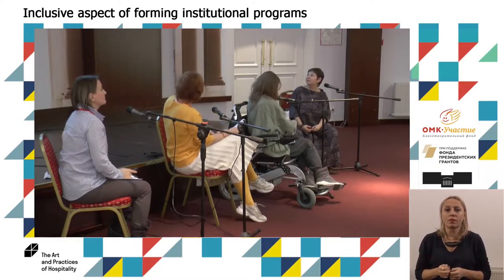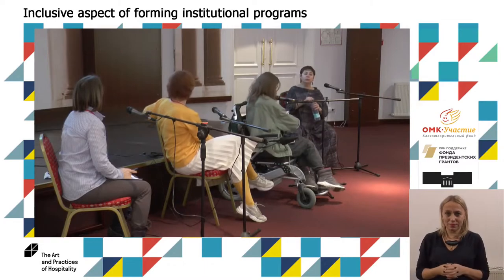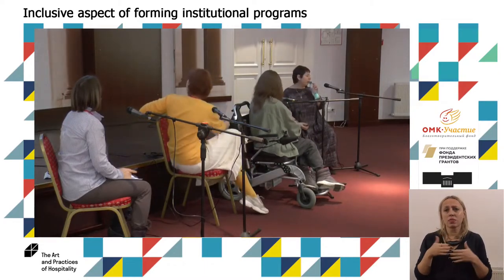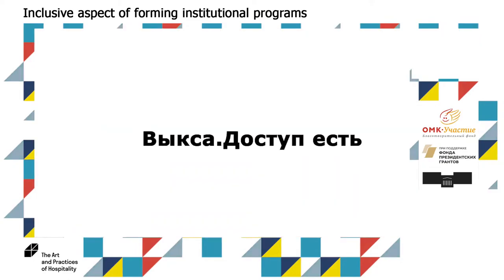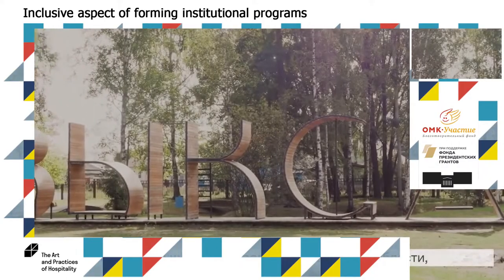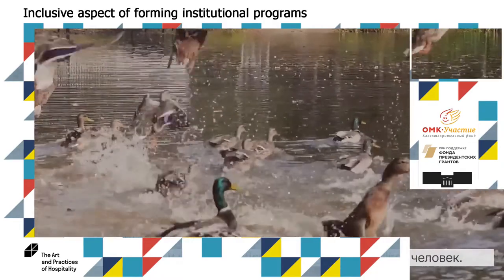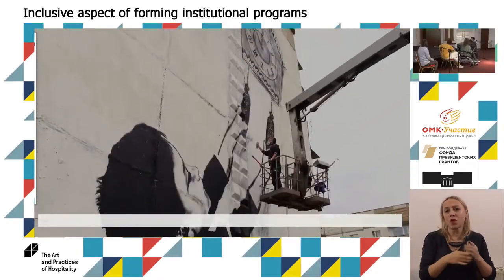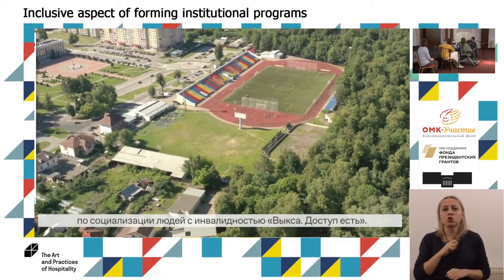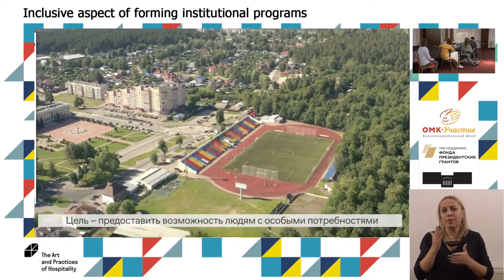Let's talk a bit about the local context. Vuxa is a monotown in the Nizhny Novgorod region, surrounded by forests and lakes. Its population is 50,000 people. It's a town of metallurgy, graffiti, and art objects. Since 2018, OMK Uchastie Charity Foundation has been implementing a project aimed to socialize people with disabilities entitled Vuxa Accessible.